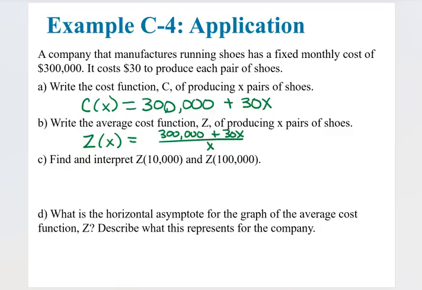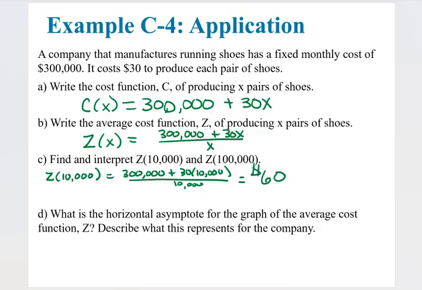So it says find and interpret Z of 10,000. So if I make 10,000 pairs of shoes, again, this is every month, I'm going to plug that in, so 300,000 plus 30 times 10,000, and then all that divided by 10,000, and you should get $60. So if I make 10,000 pairs of shoes each month, I can charge $60 and my company will break even.